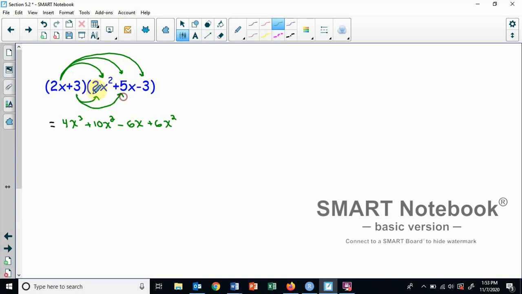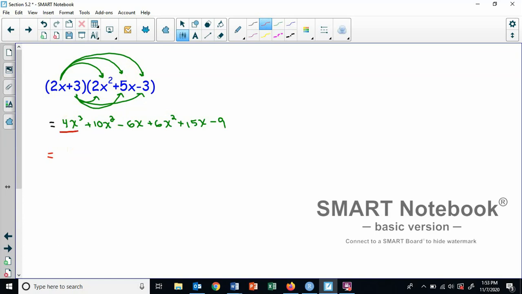3 times 5x would be positive 15x. And finally, 3 times minus 3 would be negative 9. Now, once again, whenever you do this super distribute, you're going to end up with some like terms. The more terms you have in these polynomials, the more like terms you will get. So let's go through these.